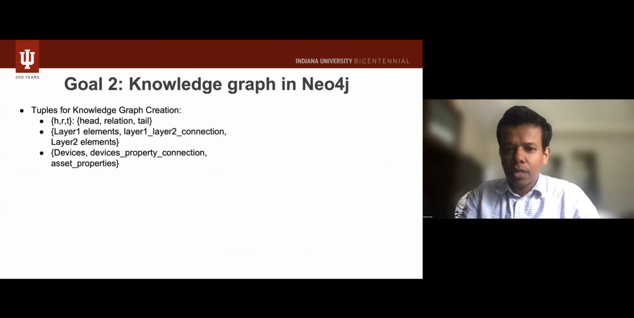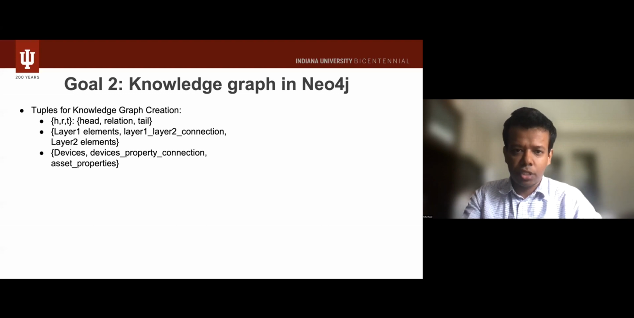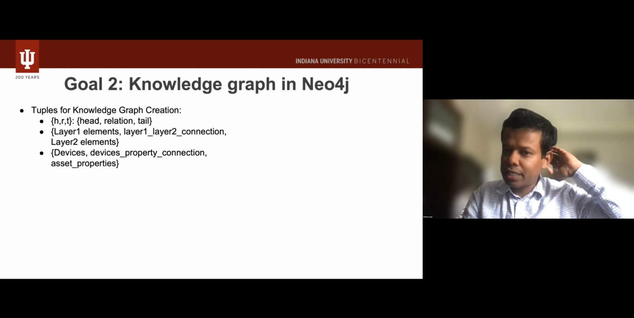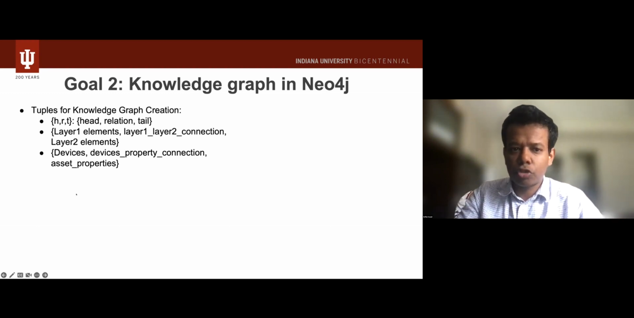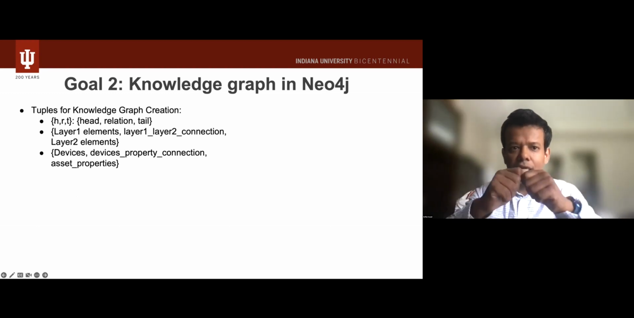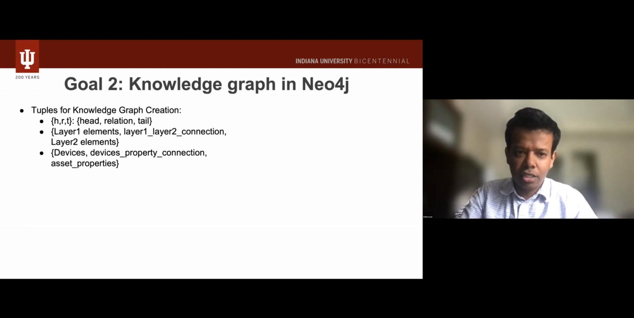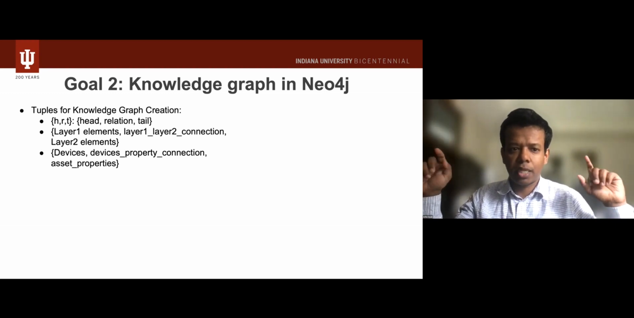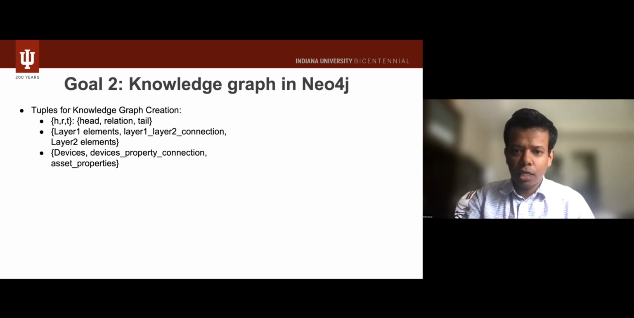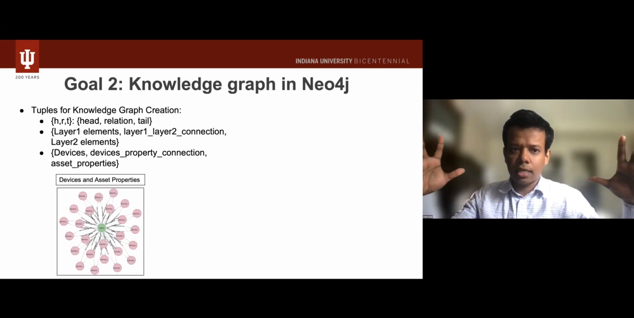Our goal 2 is how to make sure that we can process dynamic relationships, like new devices or new assets arriving or getting removed. To do this, we use a graph database called Neo4j. We can use any other database, that is perfectly fine. And in that database, we store a knowledge graph in this way. For every relation, we have a head, a relation, and a tail, 3 entities. So 2 endpoints of the relationship and the type of the relation. And using that, we store this in the graph database.